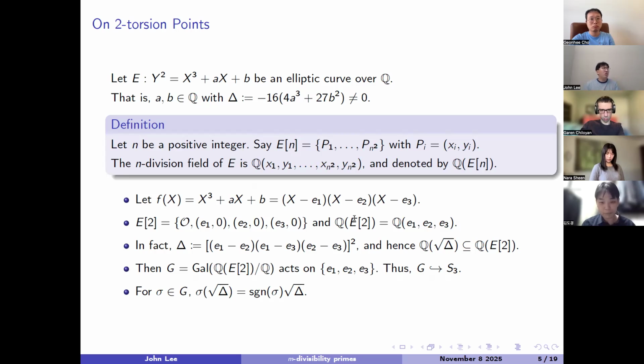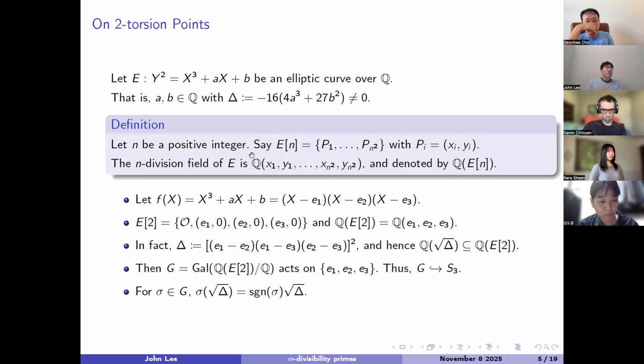So again, let E be defined this way. That means A and B should be rational numbers. And also this delta, which I told you should not be 0, is called the discriminant. By the way, you can actually choose A and B to be integers as well by a linear change of the variables. But regardless, we want these numbers to be non-zero.